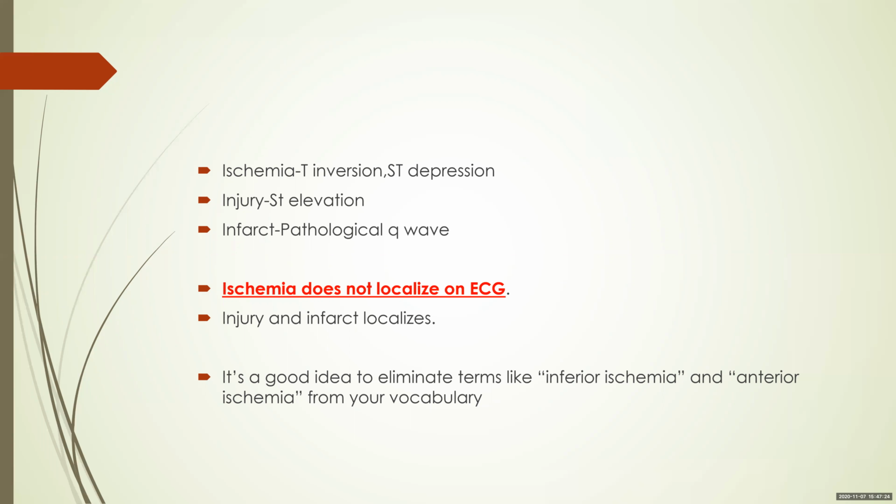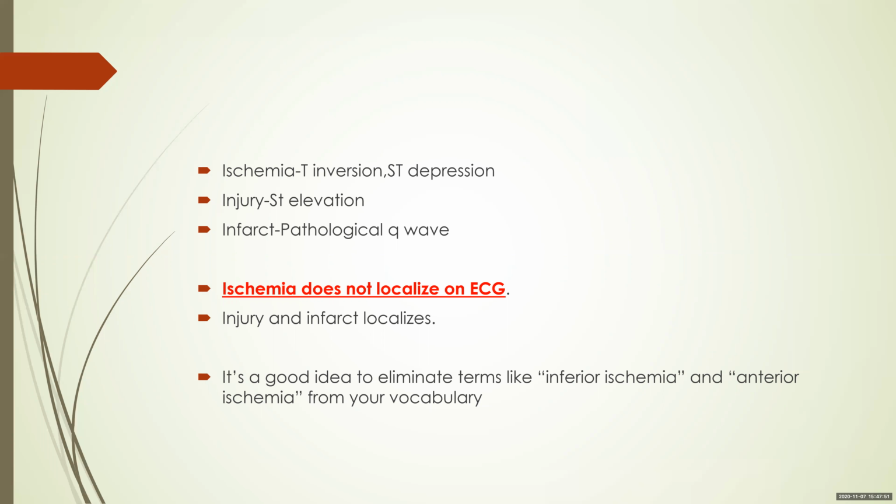Remember, ischemia does not localize on ECG. This must be highlighted and put in inverted commas because this is frequently got wrong by several doctors. Ischemia does not localize on ECG. You cannot say that a patient has T inversions in V1, V2, V3, and V4 and therefore has anterior wall ischemia. If he has T inversions in II, III, and aVF, you cannot say this patient has inferior wall ischemia. So again, ischemia does not localize on ECG. This must always be kept in mind.